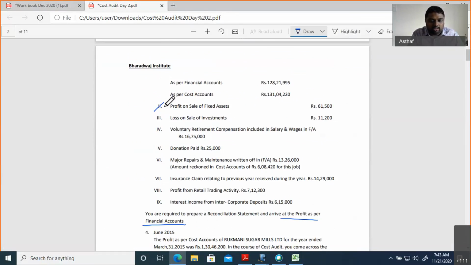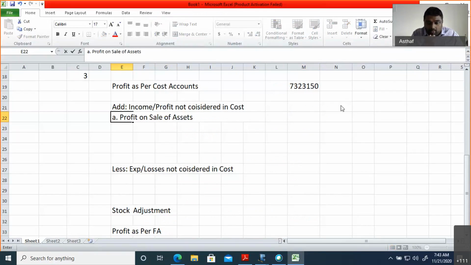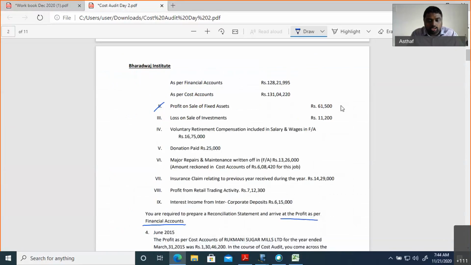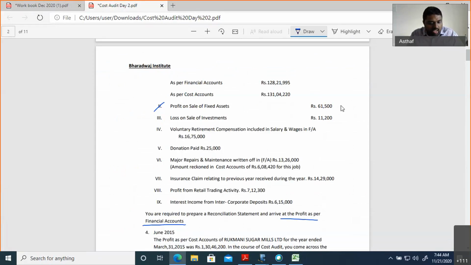So profit on sale of asset. What is the profit? Profit we have to add. What is the profit on sale of asset? 61,500. The loss on sale of investment, loss will come here. So what is the loss on sale of investment? Loss on sale of investment is 11,200.